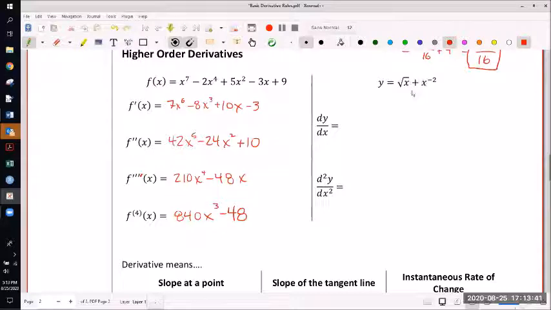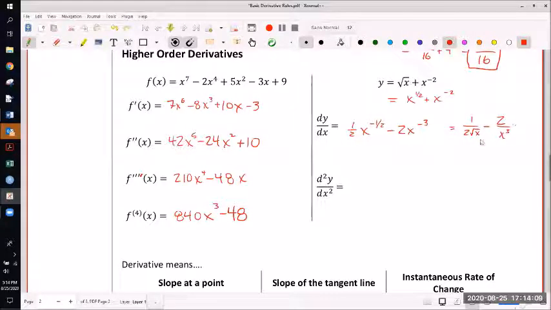Okay, now to apply that to something, this is a straight polynomial. Now to apply this to something other than a polynomial. Again, I'm going to rewrite this as x to the 1/2 plus x to the minus 2. So the first derivative is going to be 1/2 x to the minus 1/2 minus 2x to the minus 3. Again, if you want, you can rewrite that as 1 over 2 square root x minus 2 over x cubed.